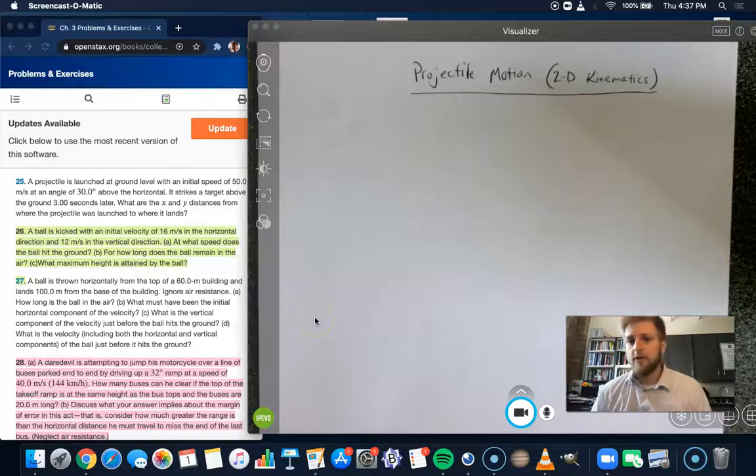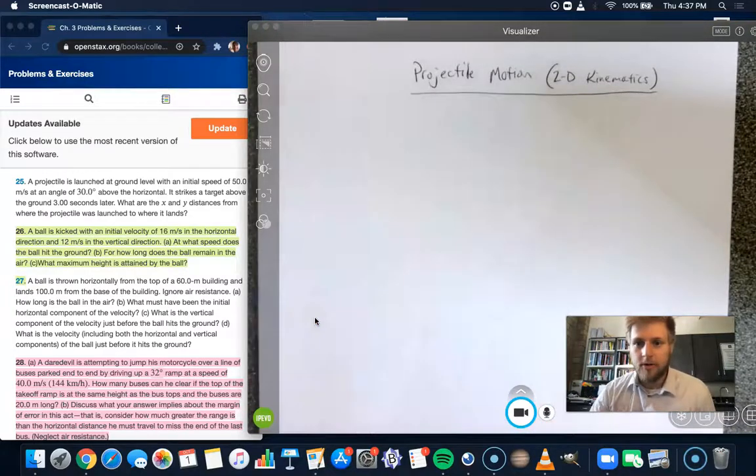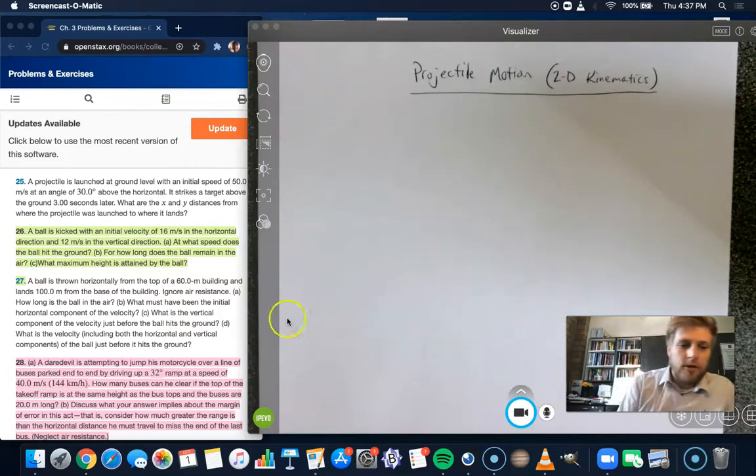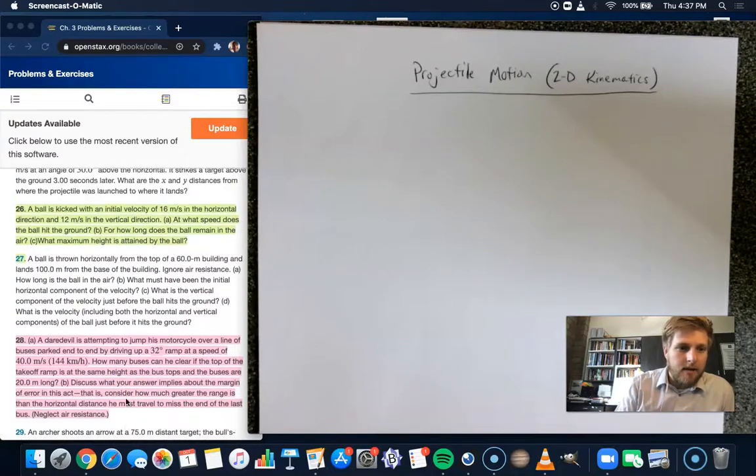All right, scholars, we are going to push forward in talking about projectile motion. Projectile motion is things that are falling due to gravity. So far, we've looked exclusively at problems where things are launched horizontally. As an example, number 27, which we have completed already, this ball is thrown horizontally. What we want to be able to do is generalize this.